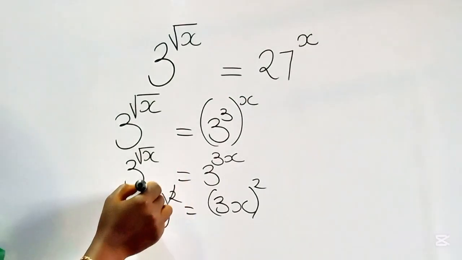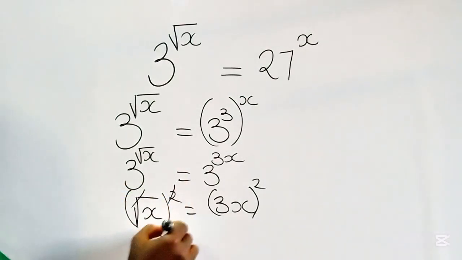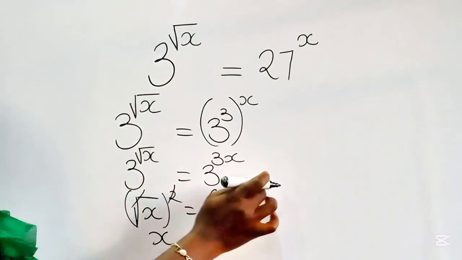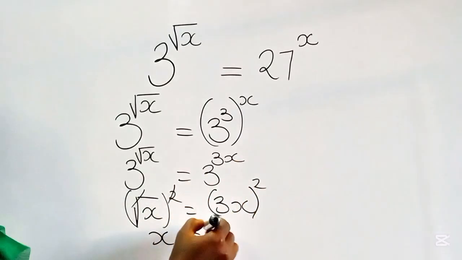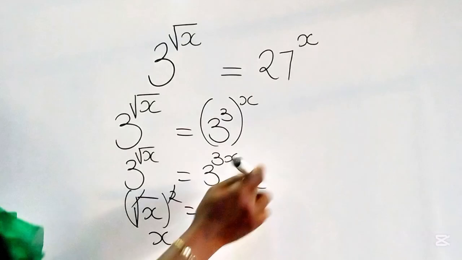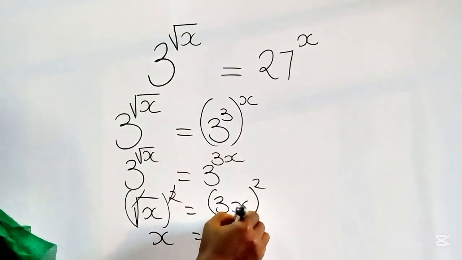So squaring both sides, this square, we cancel out the square root, we have x is equal to, so this power here is affecting both 3 and x. So we have 3 squared, which is the same as 9. x to the power of 2 becomes x squared.